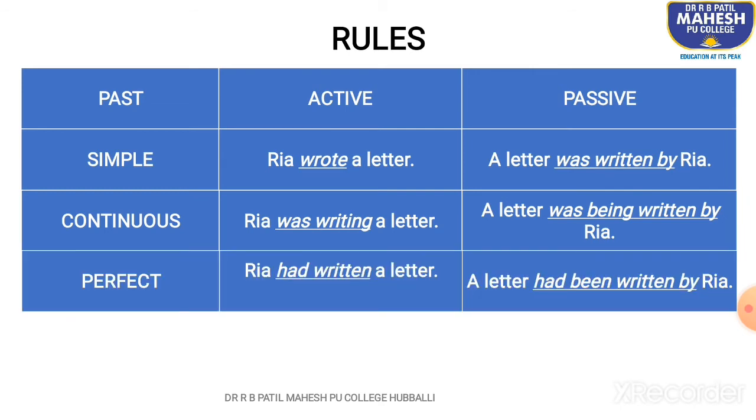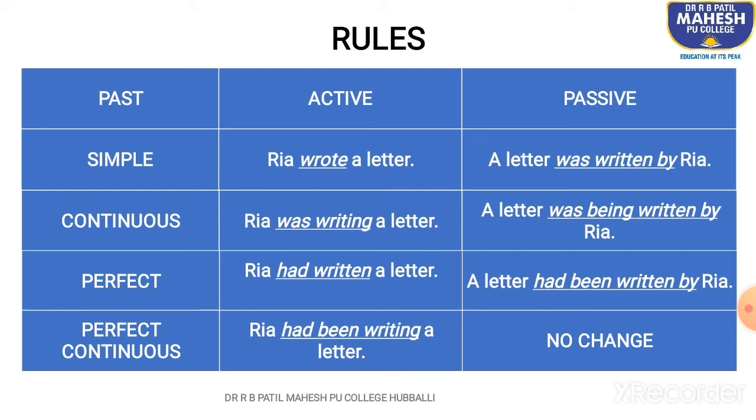Perfect. Ria had written a letter. A letter had been written by Ria. Perfect continuous. Ria had been writing a letter. Again, there is no change. As I told you, perfect continuous forms do not have a passive voice or cannot be changed into passive voice.